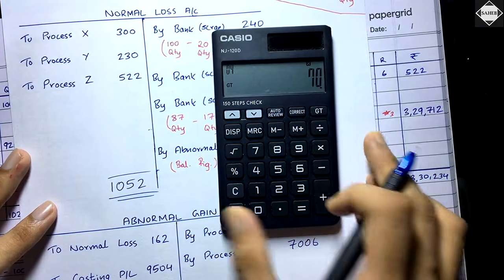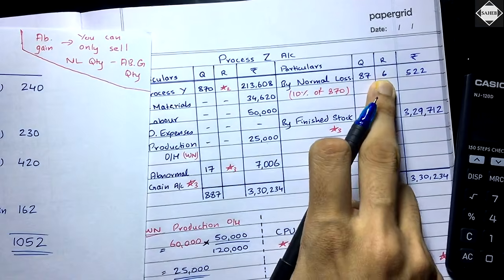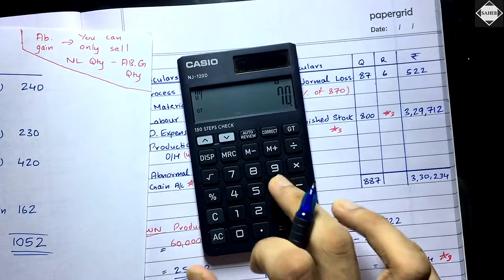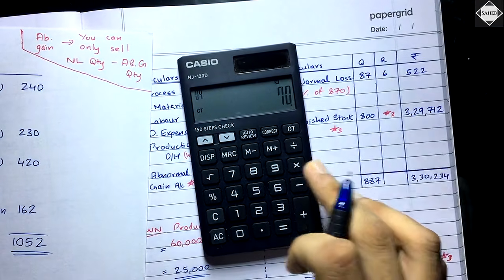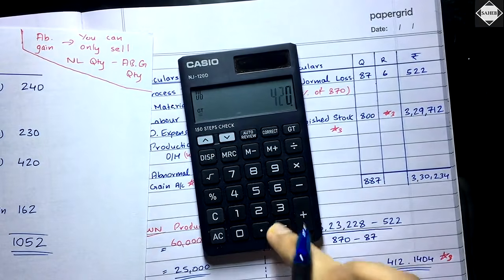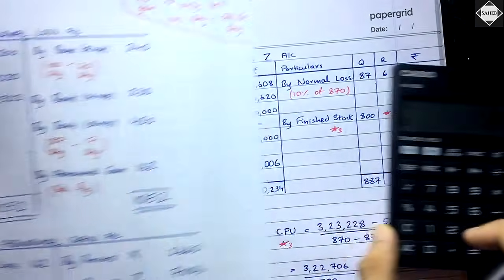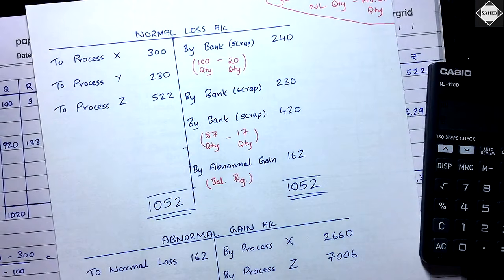This will be sold at the scrap rate of rupees 6 here, so 70 into 6 is equal to 420. For every process the scrap value is different, so you have to take that rate. Do you understand this? Whenever there is abnormal gain, you cannot sell the entire normal loss quantity. What you have to do?